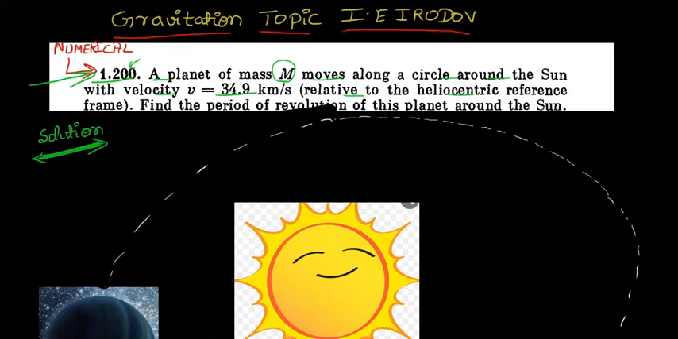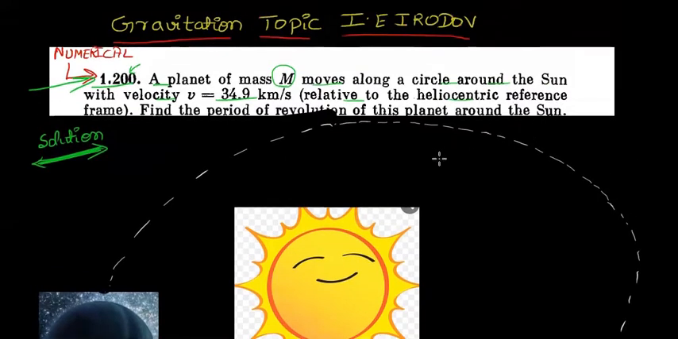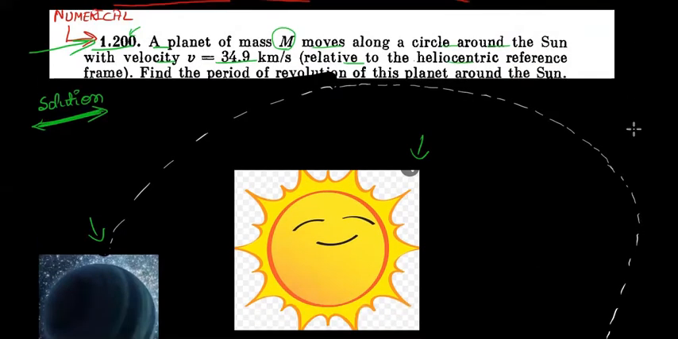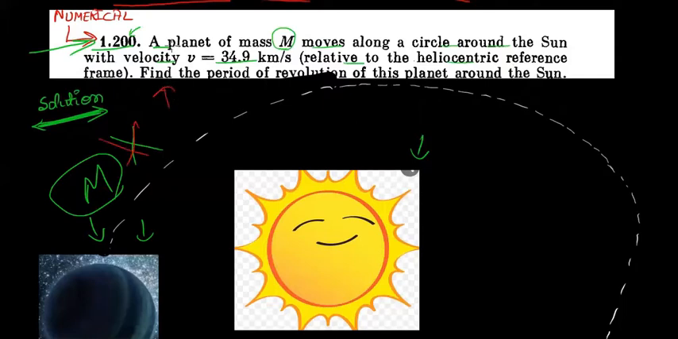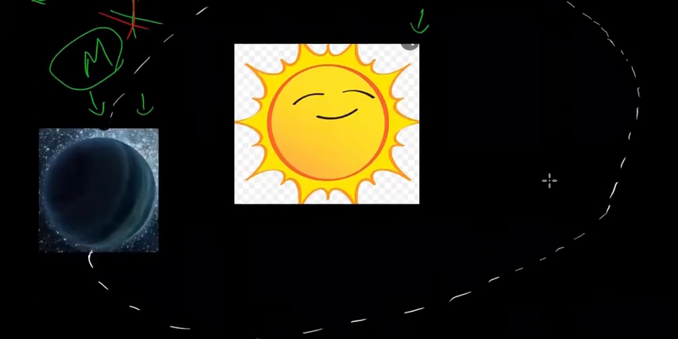In this question you must suppose that this is a sun and this is a planet. Many students will directly think that a planet of mass m moves in a circle around the sun, so they will consider its mass to be capital M. But actually this is wrong. This question has some mistake. The mass M is not for this planet. The mass M will be considered for the sun, and for this planet we will consider the mass small m. Now we will easily solve this question.